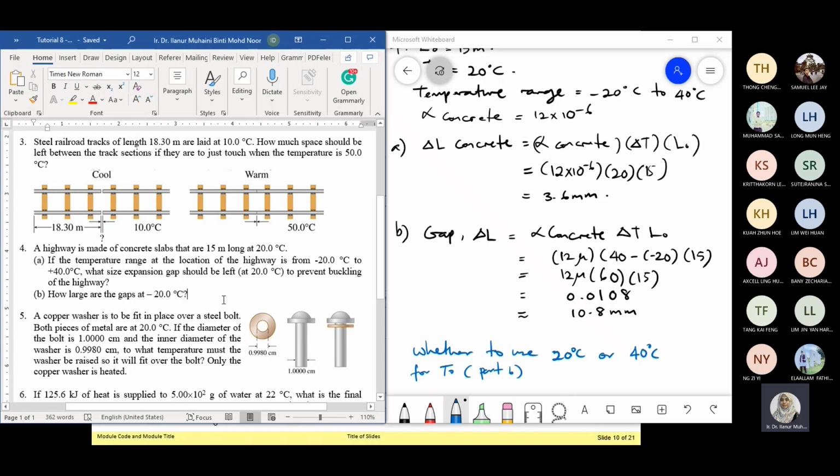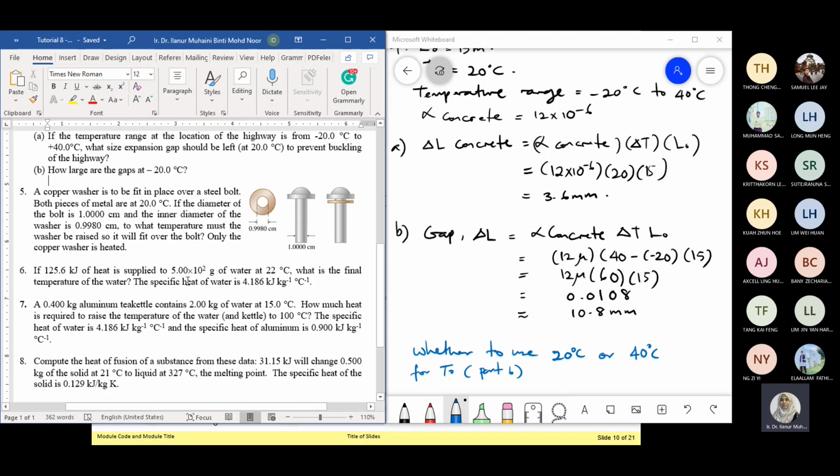Okay, now we do question number 5. Oh, but this one, wait, is it under heat? No, this is still under this. So question number 5 we can do because it is not heat yet. Heat is only question number 6. So in the lecture just now, we haven't entered the heat. Heat has another formula. So we can do question number 5.